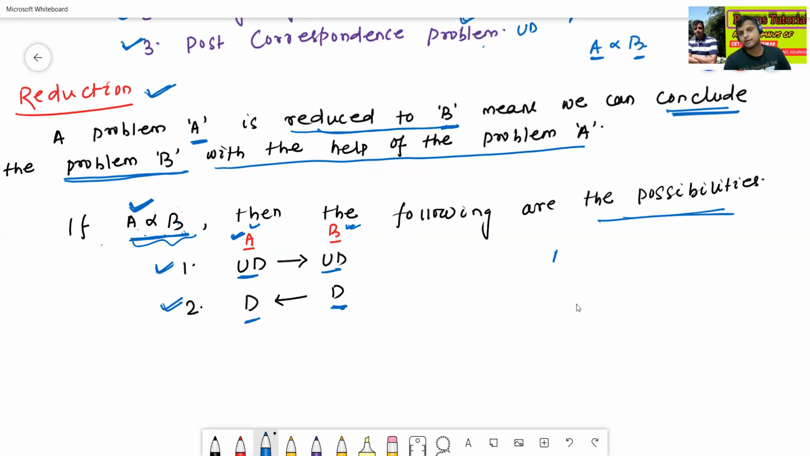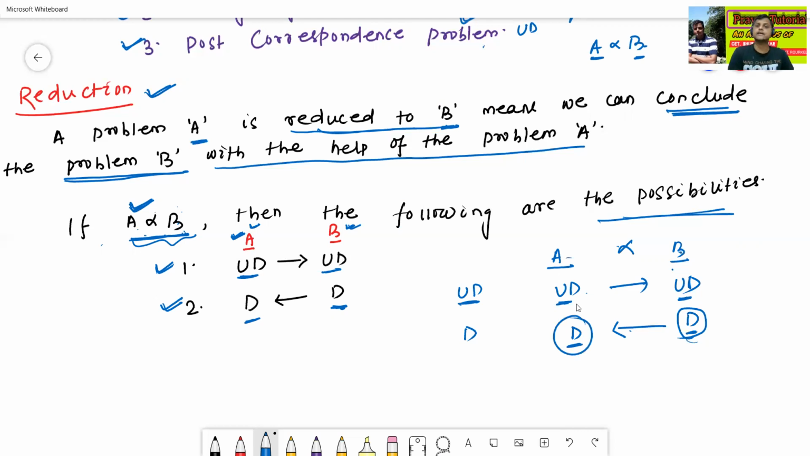For the undecidability problem, if A is undecidable, we can say that B is undecidable. But in the case of a decidable problem, if B is decidable, we can say that A is decidable. This is very important. So if A is reduced to B, if A is undecidable, then B is undecidable. If B is decidable, then A is decidable.